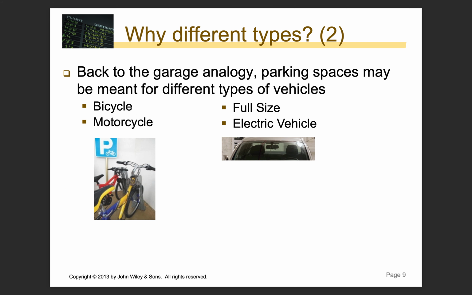So why different types? Why are we using these different types? Well, if you think back to maybe our bucket analogy or maybe our multi-story car park analogy, different car parking spaces may be meant for different types of vehicles, right? You might have specific car parking spaces for bicycles and motorbikes. Maybe you have specific car parking spaces for full-size vehicles or electric vehicles. If you want to park a limo, you're going to need a very specific type of space. And this is why we use these different types.